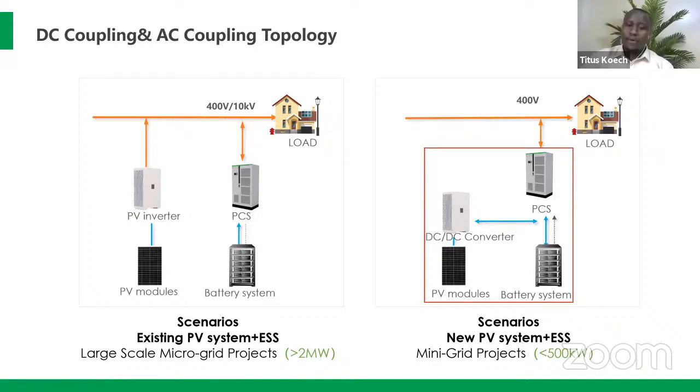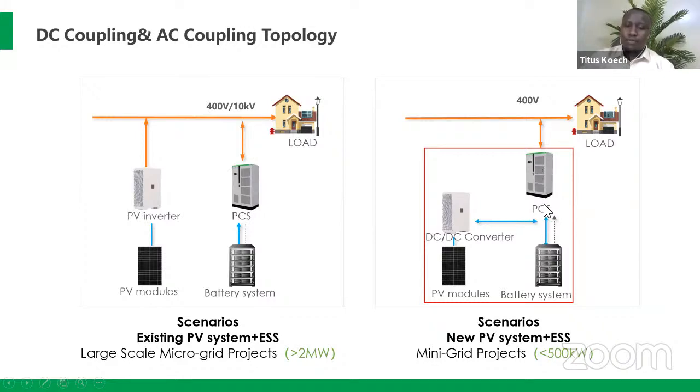That is ideally more than 2 megawatts for C&I, and also looking into utility scale applications. DC coupled solutions are ideally for small systems, rather mini grid projects, C&I projects, residential, that is less than 500 kilowatt. And on the other side, we are coupling the PV, or rather solar PV, from the DC side, where we have the PV modules through a DC-DC converter to the PCS on the DC side.